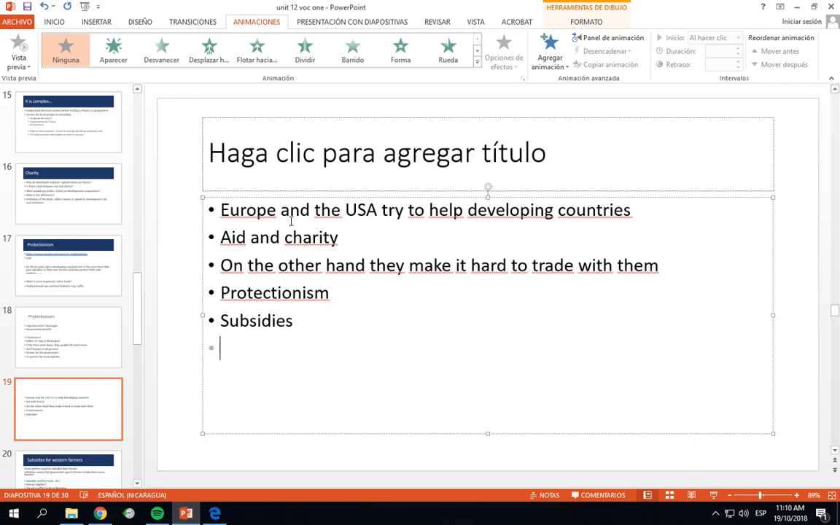Because what would you prefer, trade or aid? As a developing country, please think about this for a minute and pause, please. Think about this. What would you prefer, to receive aid or trade?